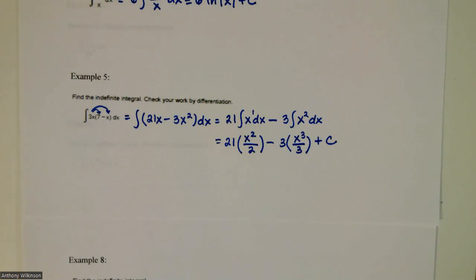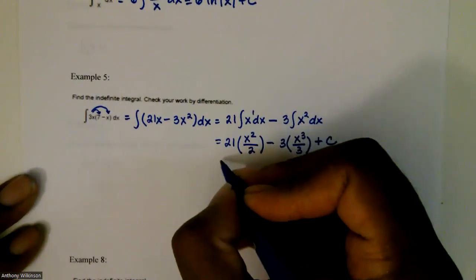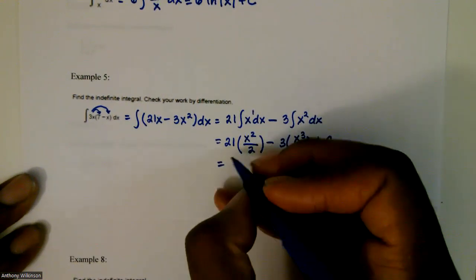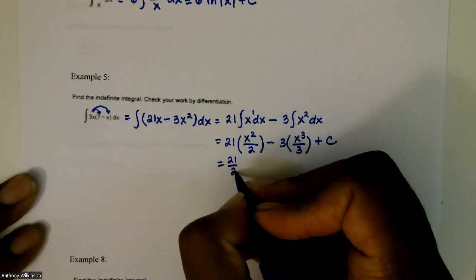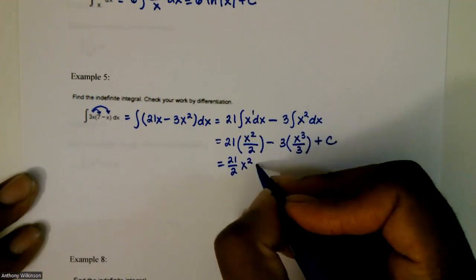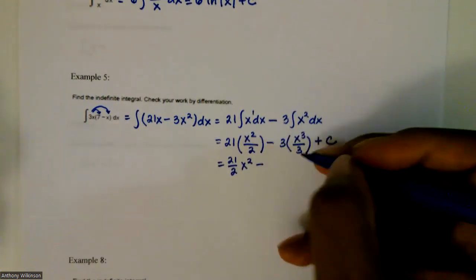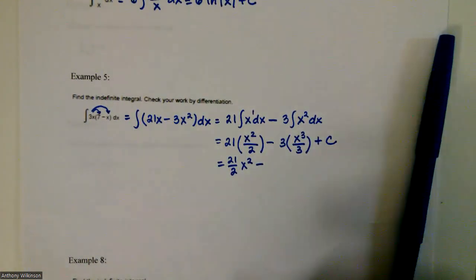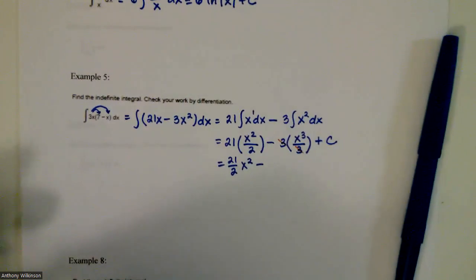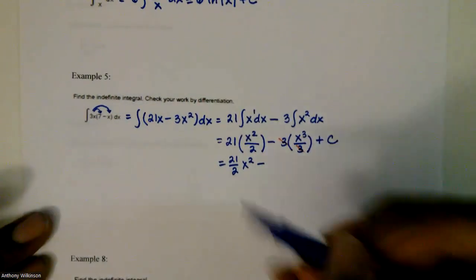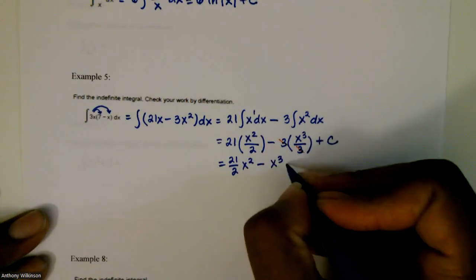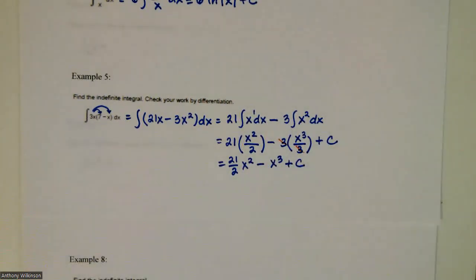Now let's simplify this. That 21 over 1 times x squared over 2, I'm going to write as 21 over 2 x squared, minus 3 times x cubed over 3. My 3's divide out, so I'm left with just x cubed, and then plus c. So the indefinite integral for that would be 21 over 2 x squared minus x cubed plus c.